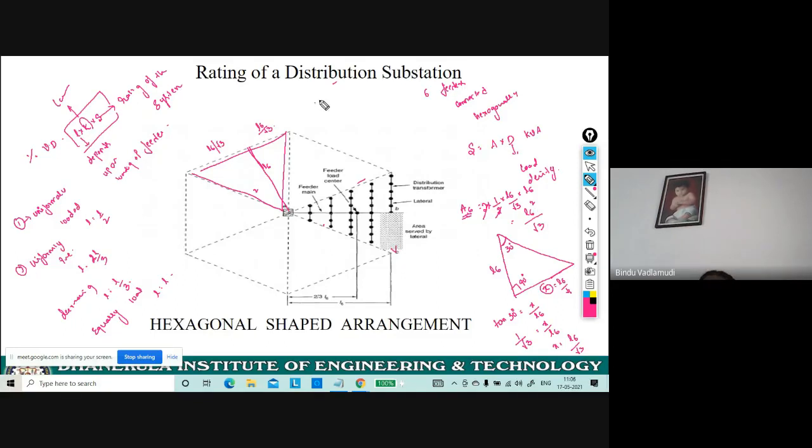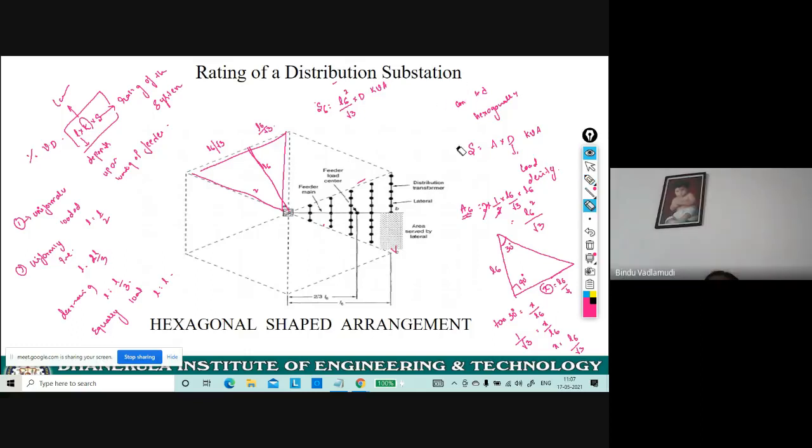Then S6 is equal to, what is the value? Can I write S6 as L6 square by root 3 into D kVA? Why? Because S is equal to A into D. Did you get my point?